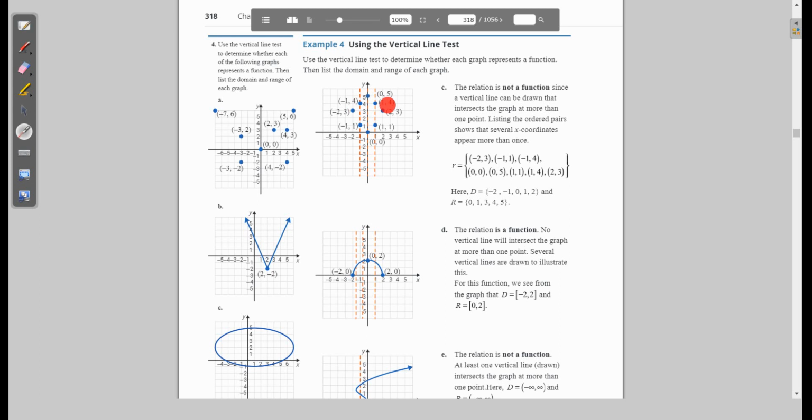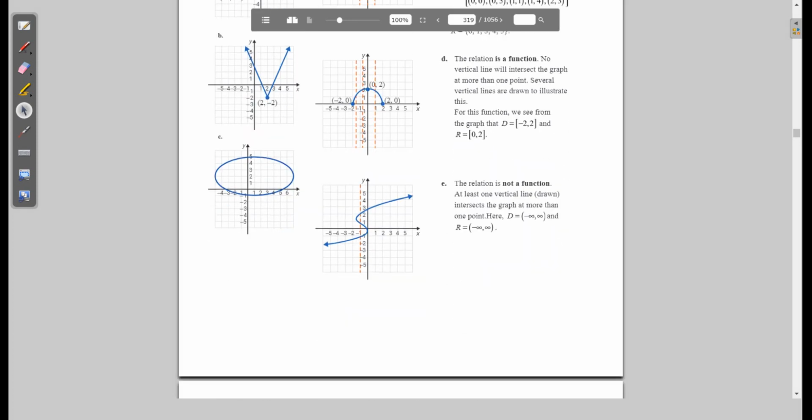These are obvious. This is obviously not a function because we have a vertical line going through multiple places here. This is a function, okay, because we can create vertical lines, but we're not crossing it in more than one place. And it looks like my domain is going from -2 to +2, and my range is going from 0 to 2.